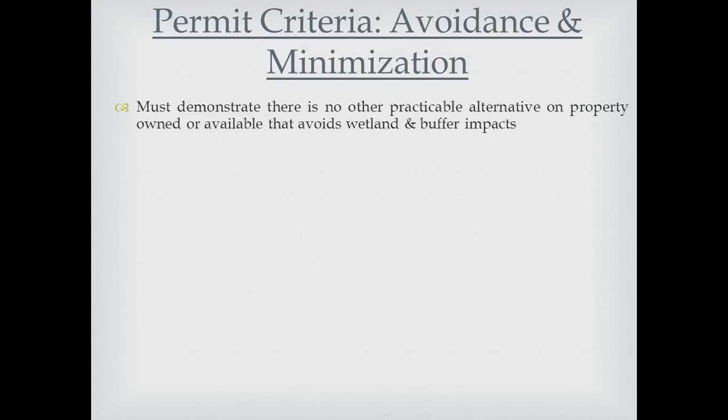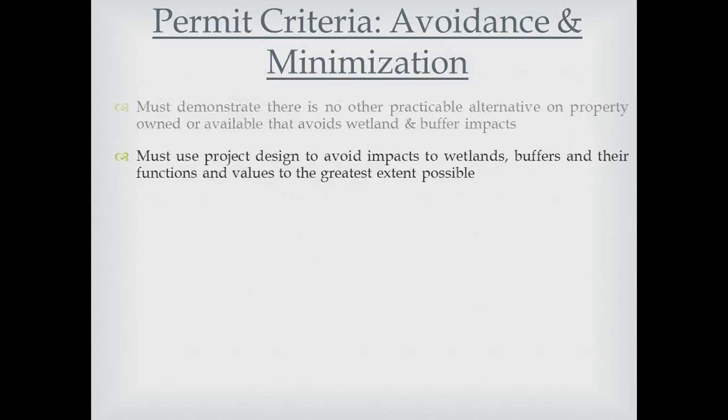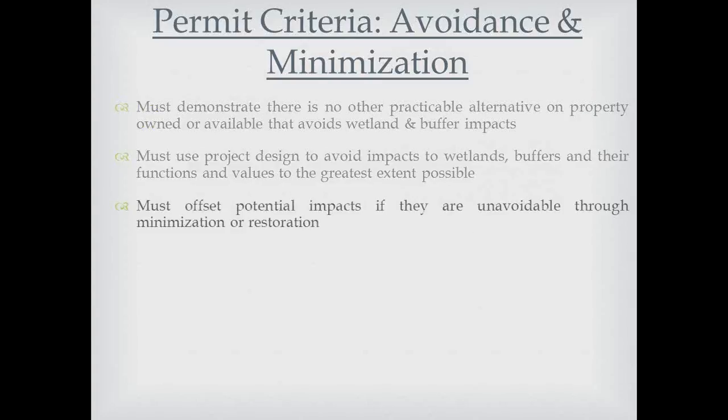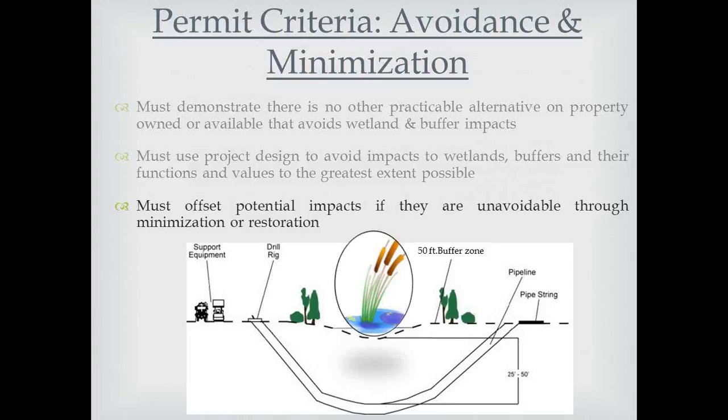In terms of permit criteria, the big push from us is avoidance and minimization. So we work with applicants regularly to get them out of the wetland or to get impacts down to a minimal size. So the applicant must demonstrate that there's no other way to do their project that avoids wetland and buffer zone impacts. They must use project design to avoid impacts to wetlands, buffers, and their functions and values to the greatest extent possible. And if the project is large enough, sometimes they must offset potential impacts if they're unavoidable. So here's a good example of impacts being avoided: directional drilling underneath a wetland and stream, for example, for a pipeline.